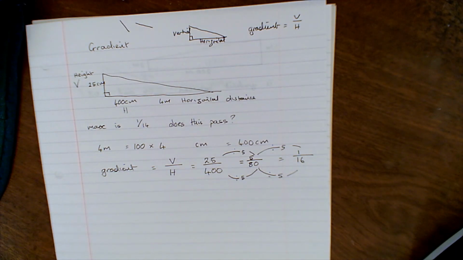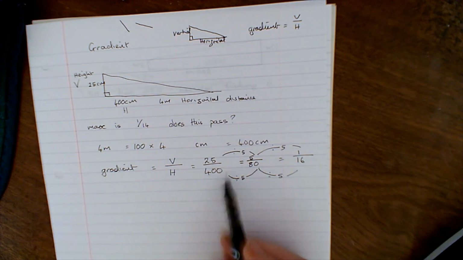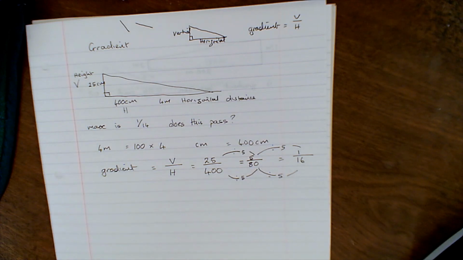You can do this in as many steps as you want. You might well have been able to do it straight from here by dividing by 25, because there are 4 25s in 100, so there's going to be 16 25s in 400. At any rate, we know that our gradient for our ramp is 1 over 16. The maximum we're allowed is 1 over 14, so does it pass?